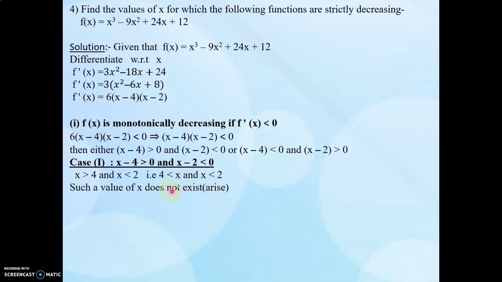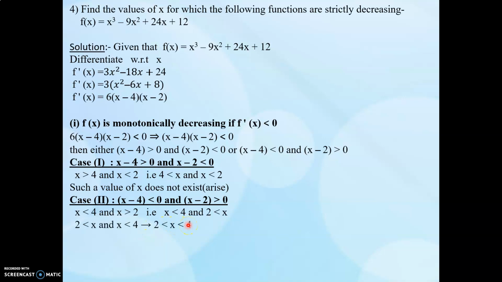We cannot find any value of x which is above 4 and below 2. That kind of values does not exist. In case 2, again you are getting x less than 4 and x greater than 2, that is x less than 4 and 2 less than x. So 2 less than x and x less than 4, you can combine these two. So 2 less than x less than 4.